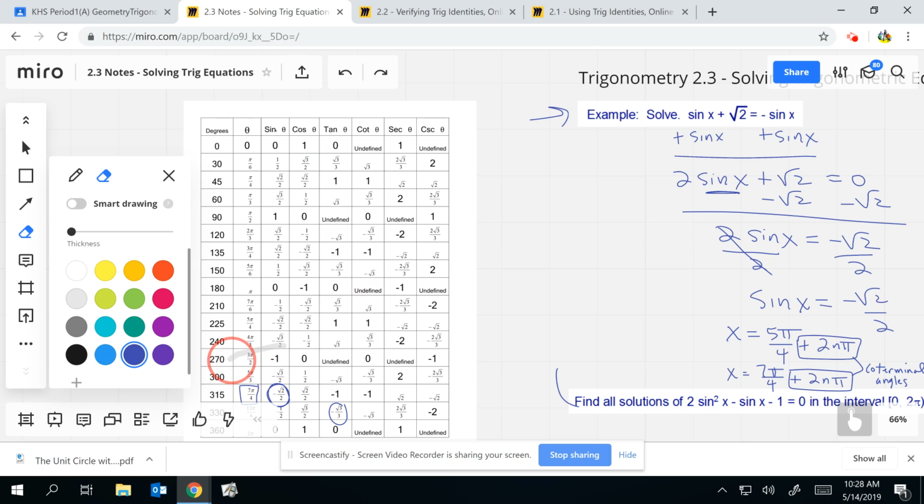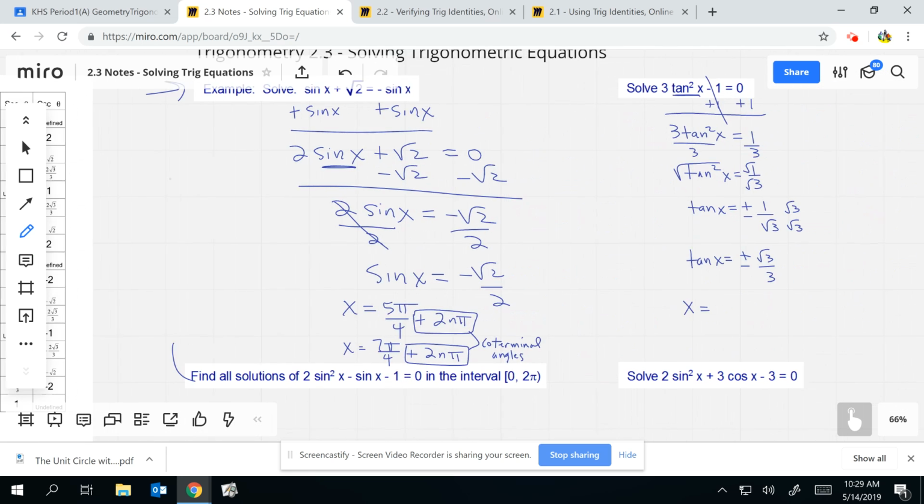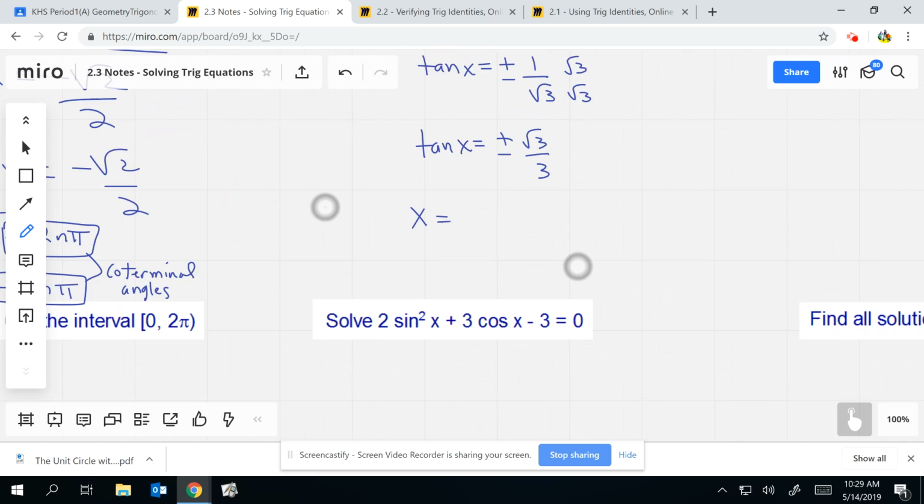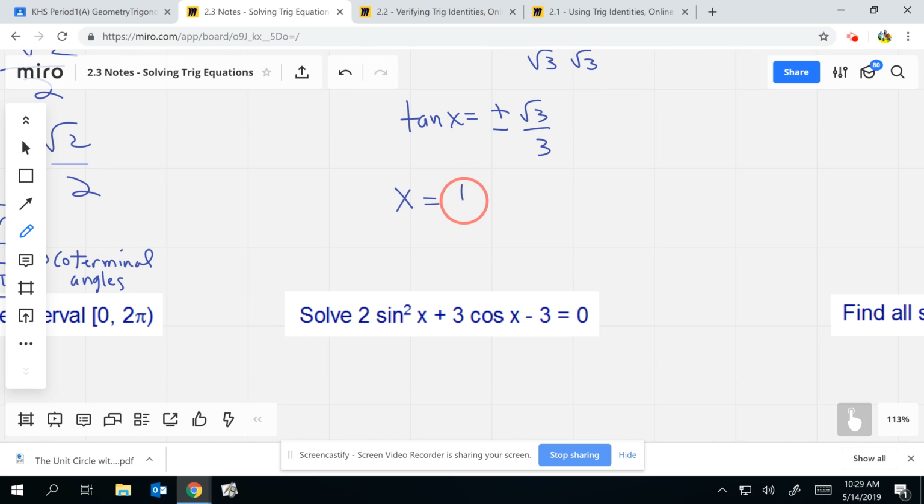Okay, so let's list those 4 angles. Pi over 6 was one of them. And I'm going to leave a little space. 5 pi over 6 was the second one. These are all going to have either a positive or a negative radical 3 over 3 for tangent. And then you have 7 pi over 6. And then you have 11 pi over 6.